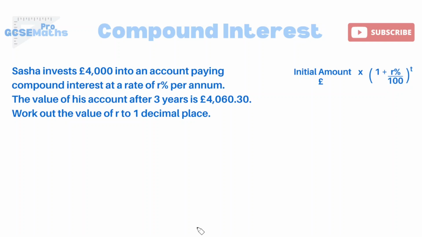We're going to have to go backwards now. So you can see, of our formula, we've been given the initial amount, we've been given the time, and this is effectively the answer, isn't it?